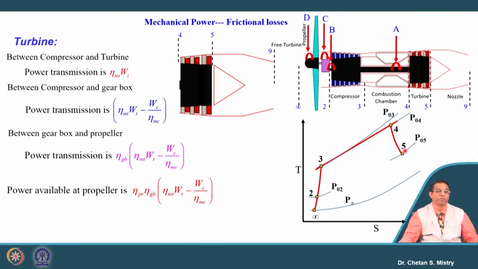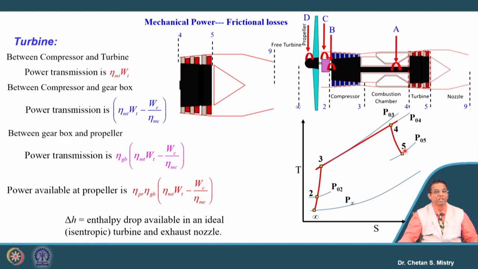But at this moment, suppose we do not have that kind of configuration available with us, what do we do? Here in this case, we will be considering this delta H. This is representing my delta H. This delta H is nothing but my ideal process, or say isentropic expansion process, that is happening both in the turbine as well as the nozzle. Okay? Because we are not aware of what my delta H will be here.